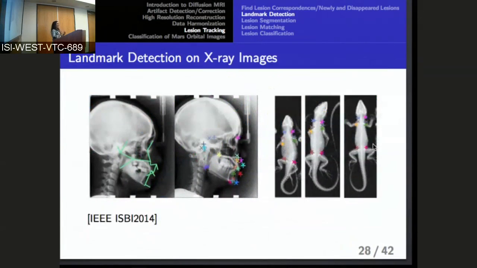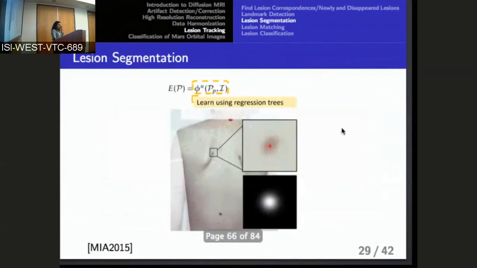Actually, I just want to say that this algorithm does a good job on our skin back images. I also applied it on some volumetric images, and we were one of the winners in the challenge in 2014. Also, some people had X-ray images of lizards, and they asked, can you detect landmarks on these images for us? And then I applied it on these images, and we did a good job.